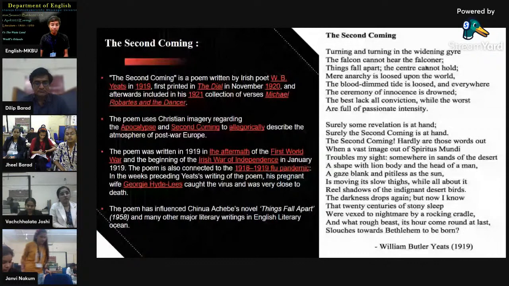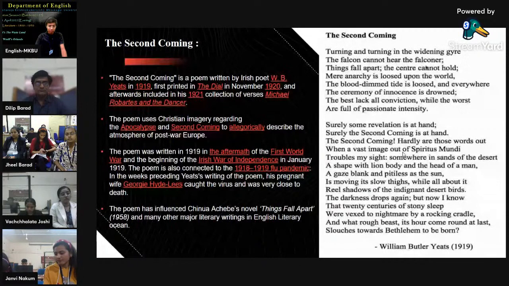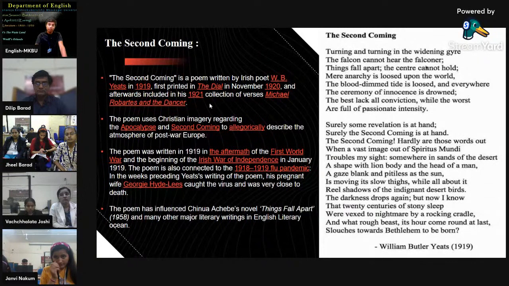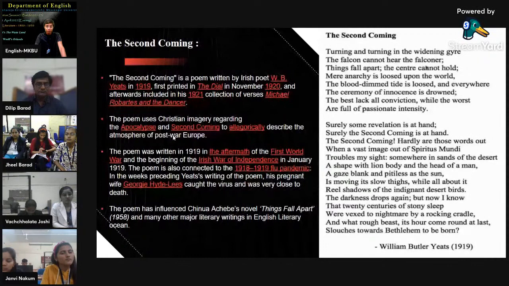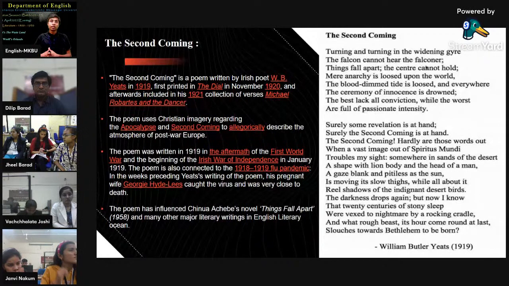Now the basic thing is that the poem uses Christian imagery. So obviously he belonged to a religious background, that he was a Protestant, so he used this Christian imagery in most of his poems. Regarding the apocalypse, we know that Kayamat ka din in Hindi or Urdu perhaps. And the second coming is used to allegorically describe the atmosphere of post-war Europe. So what was the atmosphere after the very First World War ended, in Europe especially, and in England especially.